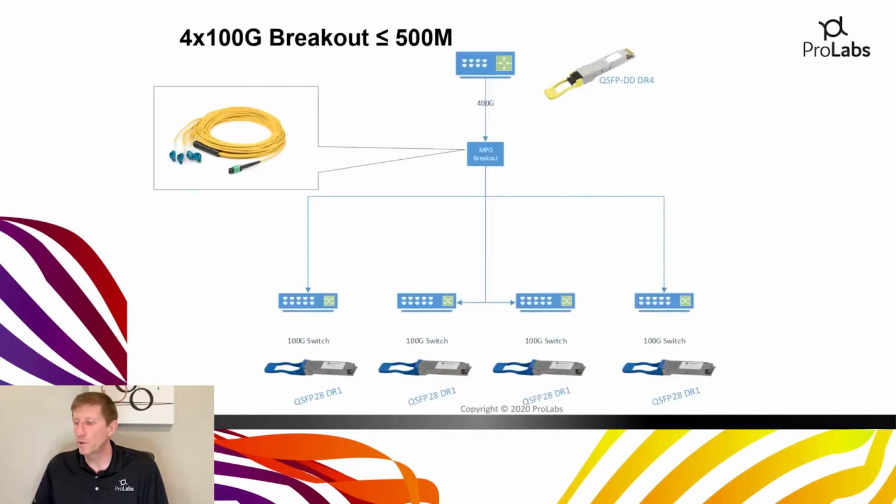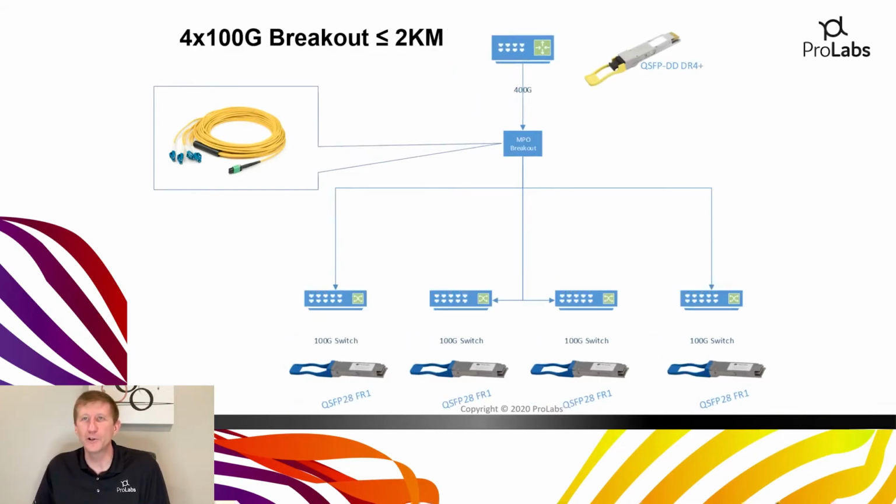Well, our first architecture we're going to look at here is just a 4x100 breakout, 500 meters. So you may have a DR4 transceiver at the switch or network element, and you'll break those out with an MPO breakout cable. You'll go to 4 100 gig switches, pretty straightforward. Each one of those switches will have a DR1 transceiver. So a DR4 to 4 DR1 transceivers, pretty basic breakout. And we stretch that to 2 kilometers.